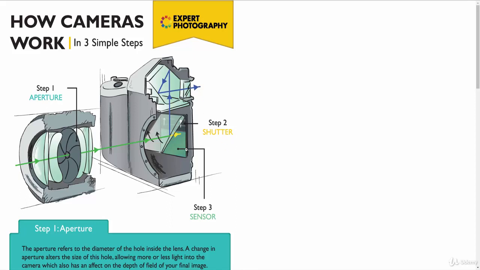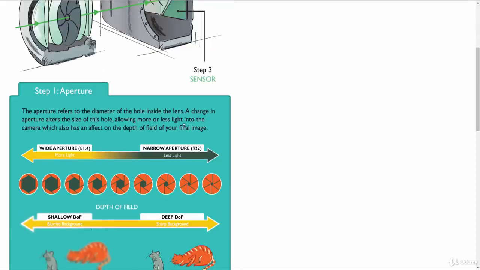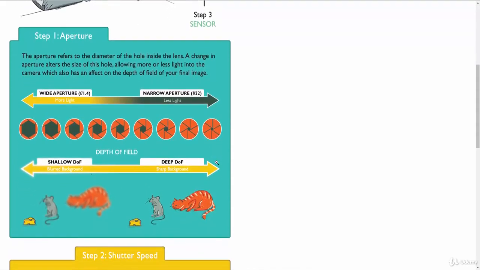If you look at the image here, the diagram, you'll see that light comes in through the lens, through an aperture and shutter, and it bounces off this mirror up into our eye so we can see right through that lens. When we take the picture, this mirror actually lifts up and exposes light onto the sensor, which captures the image. There's 3 things that determine how much exposure our image is going to have, or how light or dark it will be. But each of those 3 factors also affects other parts of our image.